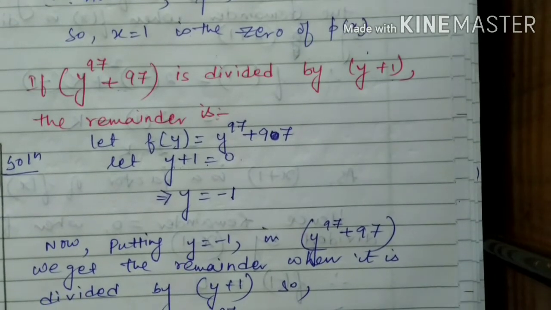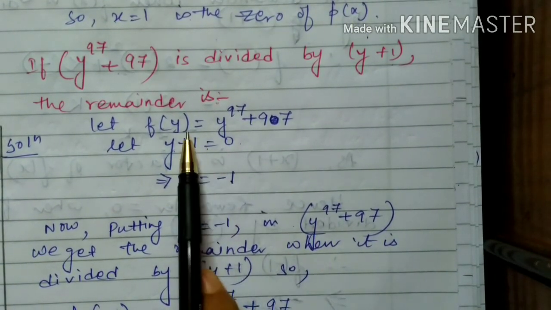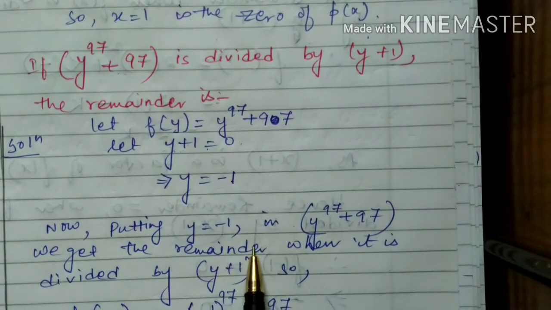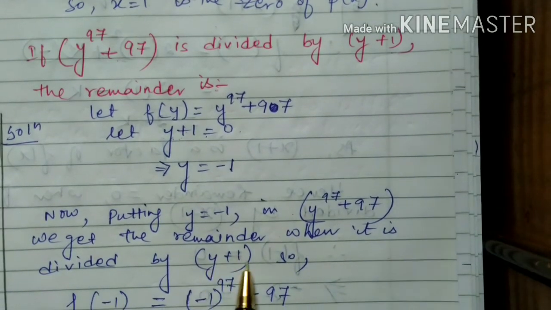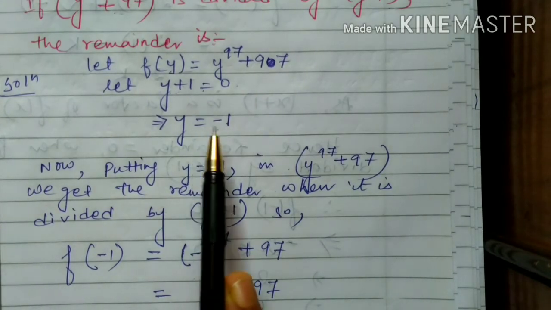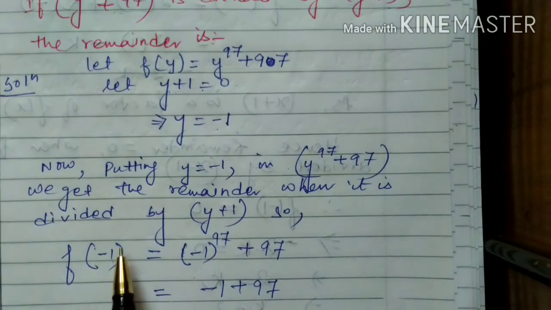So by using the remainder theorem, putting y equal to minus 1 in f(y), the given function for the dividend, we can get the remainder. So we get the remainder when it is divided by y plus 1. So just put the value that you got here, minus 1, in f(y). Just put it, minus 1.